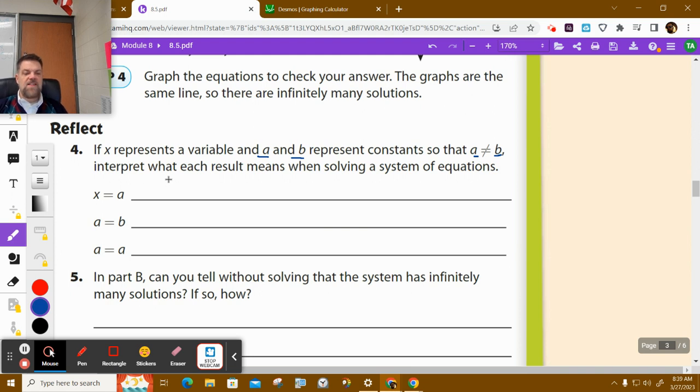Well, when x equals A, what do you think that means, you guys? When x equals a number, what does that mean? Very good. Yeah, there's one solution because you're saying x equals a number, and that works. Now, when we have A equals B, but A doesn't equal B, yeah, it's no solution. Very good. And when you get A equals A or B equals B, it doesn't matter, what do you get? Infinitely many. Very good.